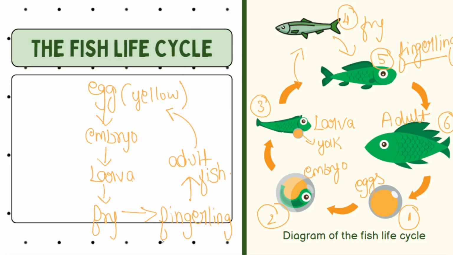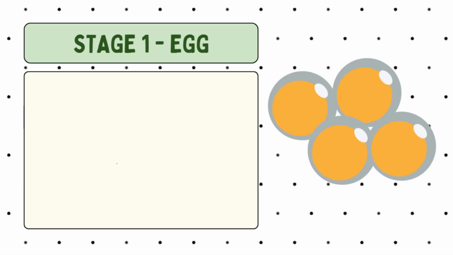Let's see stage by stage what happens in each stage of the fish life cycle. So the first stage is egg.